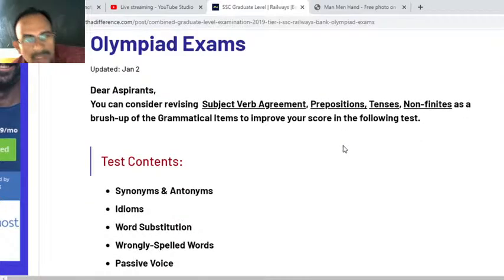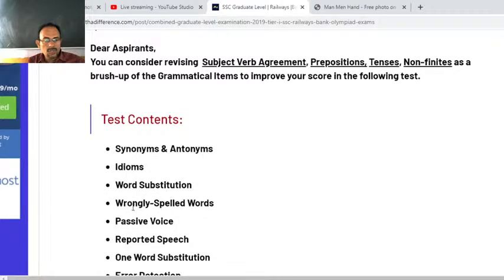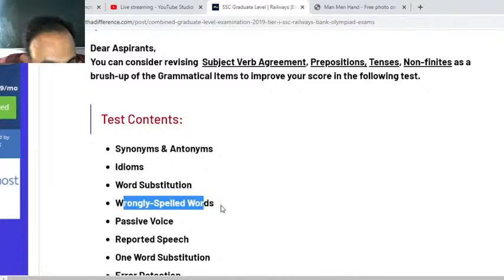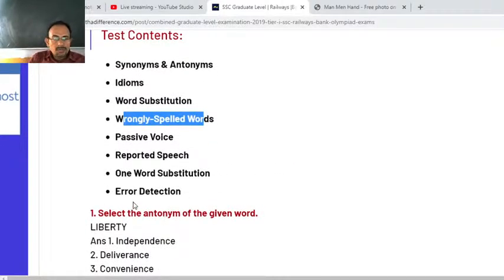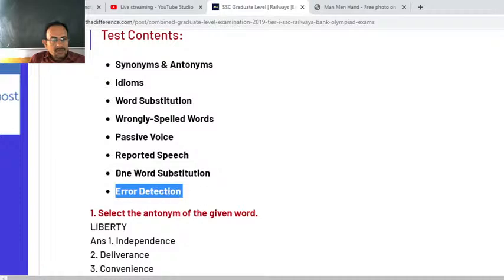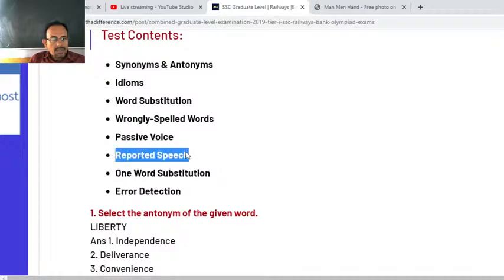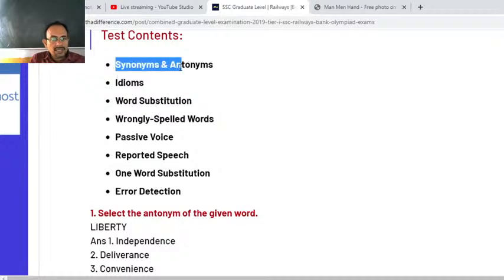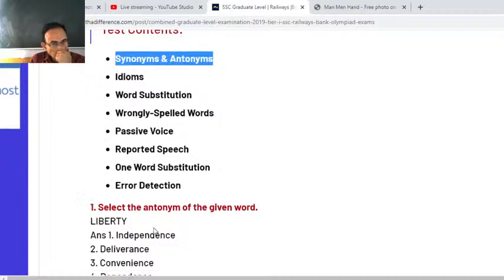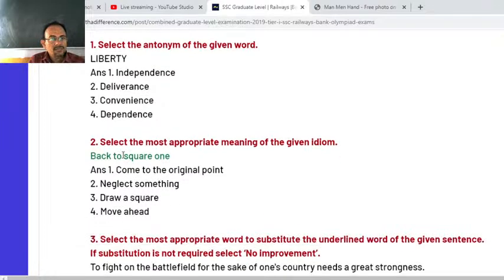Here also subject, verb, agreement, prepositions, synonyms and antonyms, idioms, word substitution, wrongly spelled words, passive voice, then reported speech, one word substitution, error detection. So these are some of the grammatical items that we are going to practice today: word substitution, idioms, synonyms and antonyms.